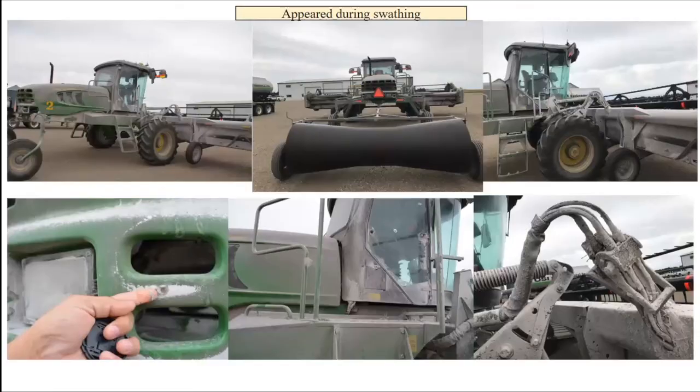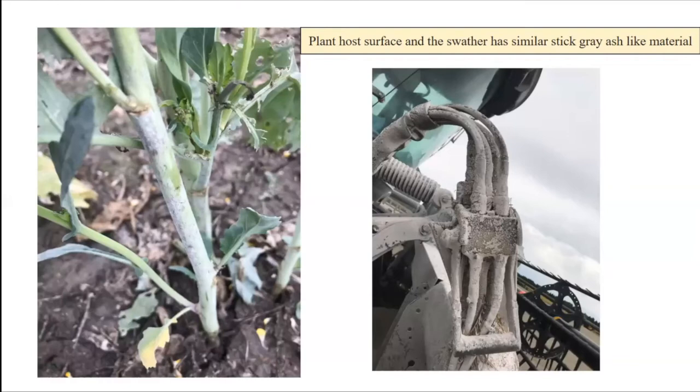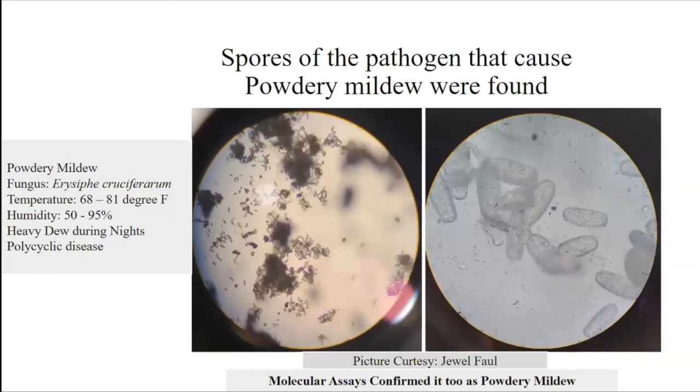The next thing I wanted to show is something that somehow popped up. One grower called us and said there is a haze and he couldn't see while swathing. Everything was hazy for him while swathing. He stopped several times to clean the windshields and the mirrors. I went and checked and found a whitish gray kind of powder. It is very sticky, all over the equipment. When I went to the field, I found the same kind of whitish gray sticky material on the stem.